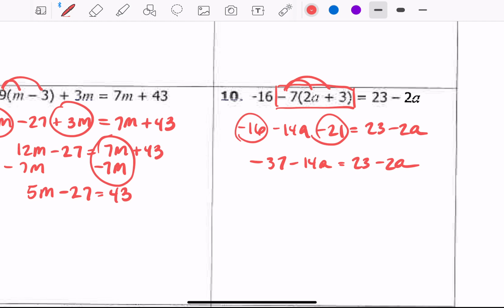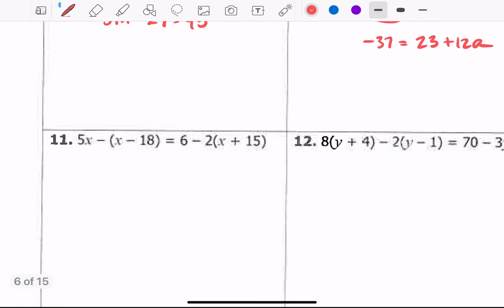step when you see that you have variables on both sides and you need to get rid of one of the sides. So I'm just going to add 14a. I don't think either one is easier than the other. So when I do it on this side, it becomes 0. So my minus 37 comes down. And then this becomes 23. And negative 2 and positive 14 added together is positive 12a. And you can finish solving that.